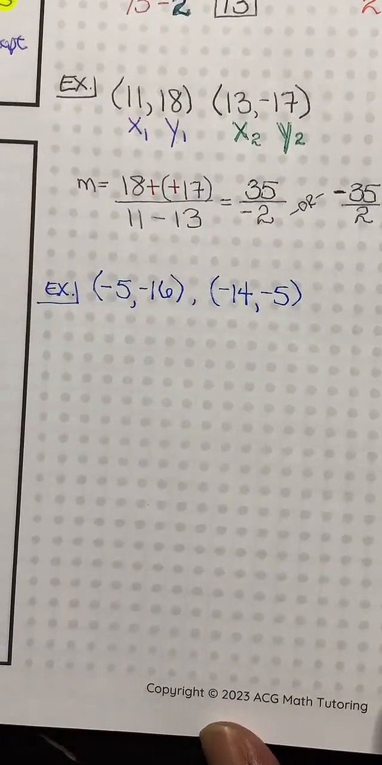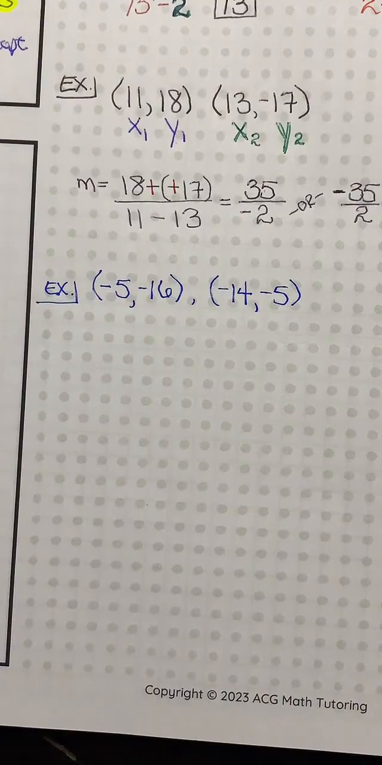Oh, she's being sneaky. Okay, take your time with it. And it doesn't matter which version of the formula you use. No matter what, it's always going to be the change of y's over the change of x's.